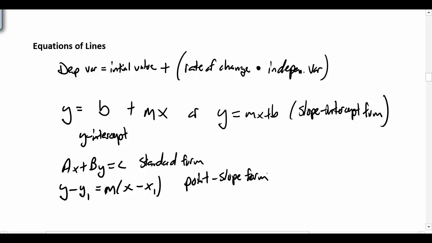Okay, now each of those three forms has its pros and cons as to why you might want to pick one. For us, for right now, we're going to stick with slope-intercept form, that y equals mx plus b. But there are good reasons why we might want to pick one form over another.